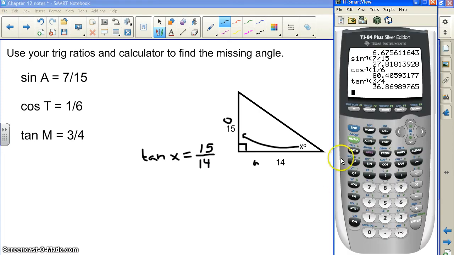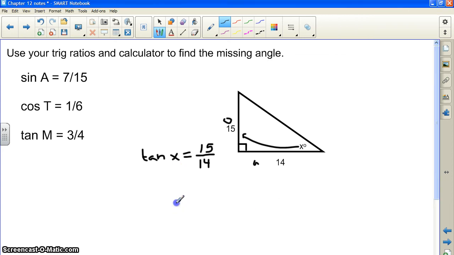I can just go straight to the calculator, type that in. So it's going to be second. I use tangent, so second tangent, 15 divided by 14. And the only time that I use that second is when we're finding the missing angle. Otherwise, I just use the regular trig functions. So that would mean that x is about 47 degrees. Usually I will have you round the degree to the nearest whole number. So about 47 degrees. And that's how you find a degree measure of an angle using trig.